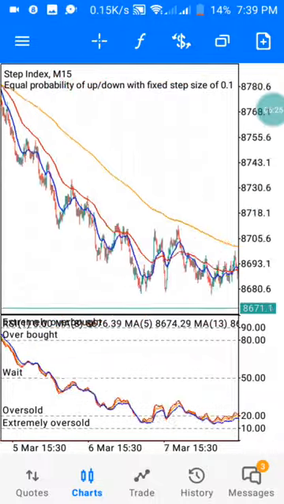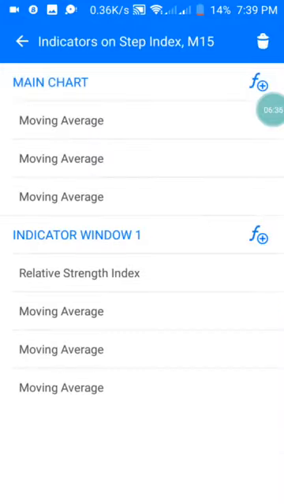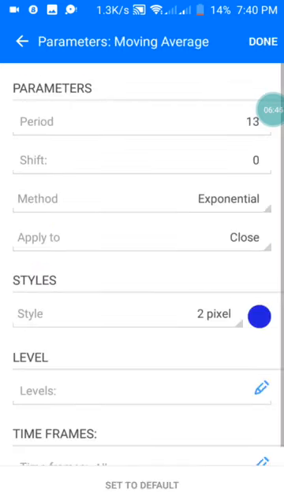So let me show you the settings so that you also can have it on your phone and start using it to catch your money every day. So with this, I have my main chart and I also have my window. On my main chart, I have my three moving averages there. The moving average one on my main chart is the period of 13.